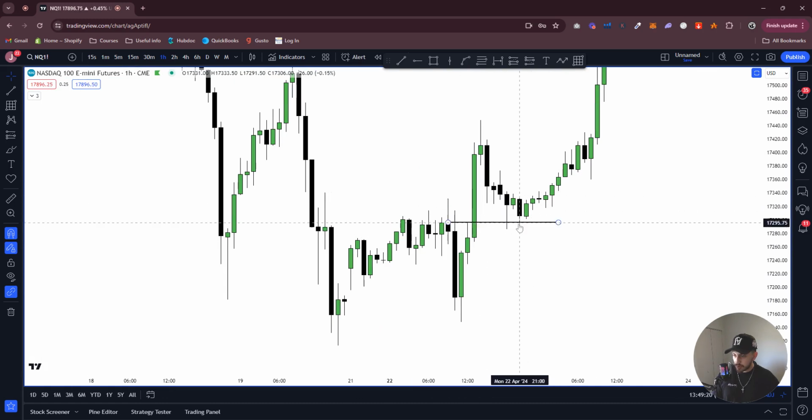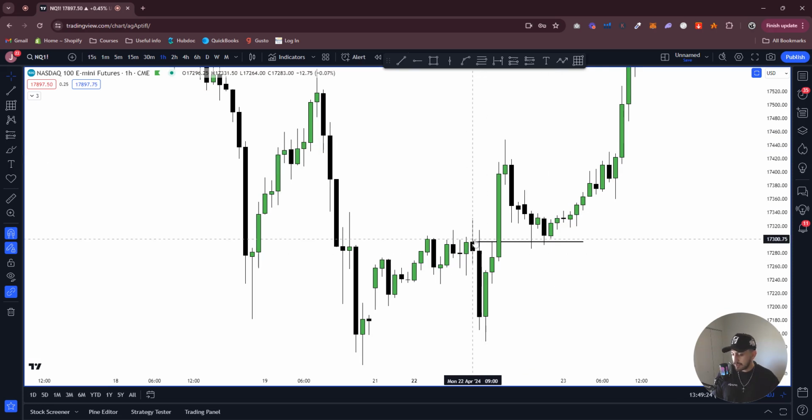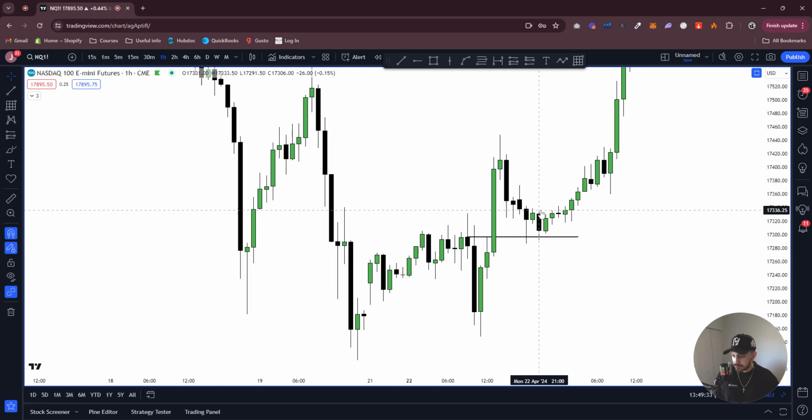So this is your CISD. Notice how it taps it twice and then it runs up to the external draw on liquidity. This just gives you an extra confirmation. Most of the time when you have your market structure shift or your break of structure, you will have a change in the state of delivery. And as long as price is being supported by these down close candles, it can go up higher. Okay, change in the state of delivery is basically an order block formation. That's all it is, right?